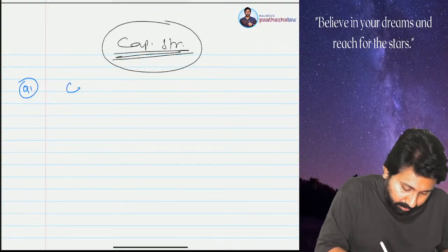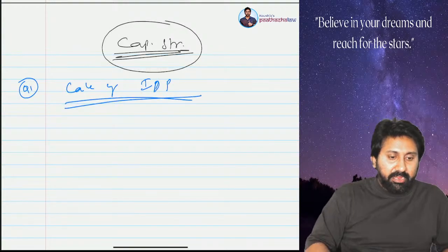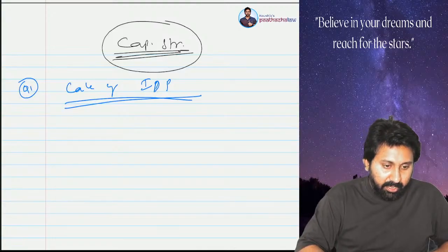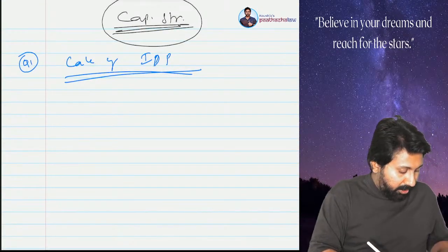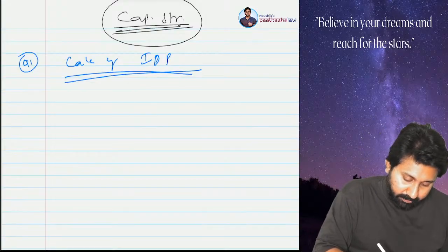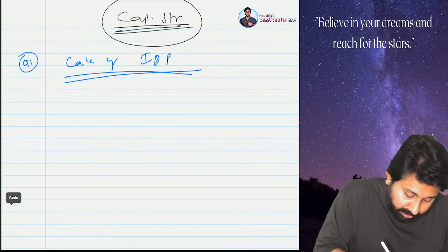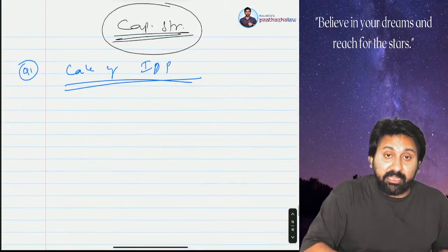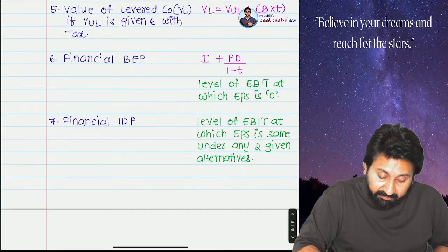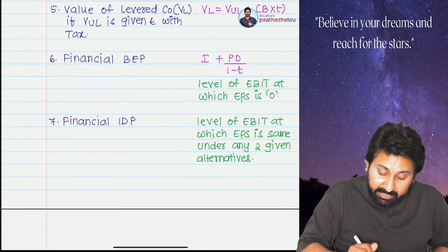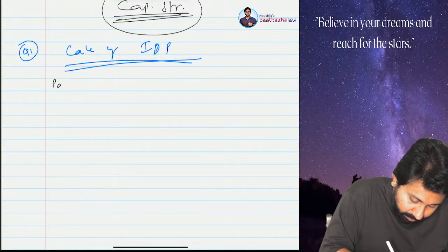Question number 1. Calculation of indifference point. How to calculate indifference point? Indifference point is a situation, and that's why I asked you first to have the clarity. It is the level of EBIT at which EPS is the same under any two given alternatives.